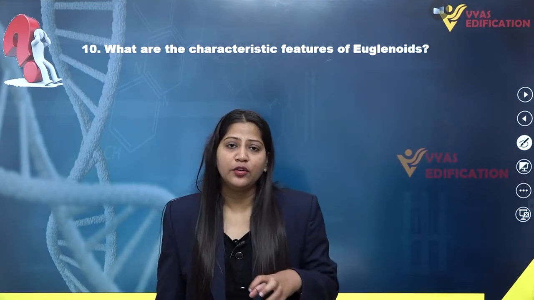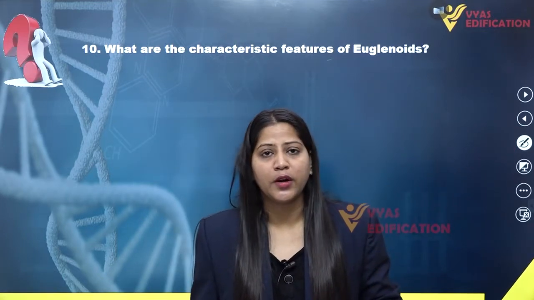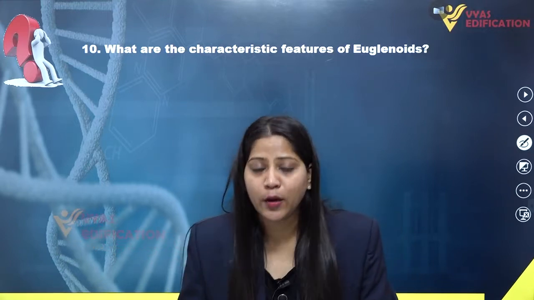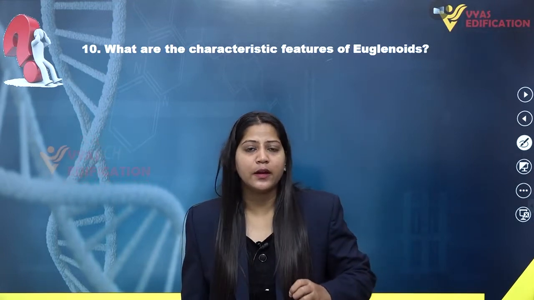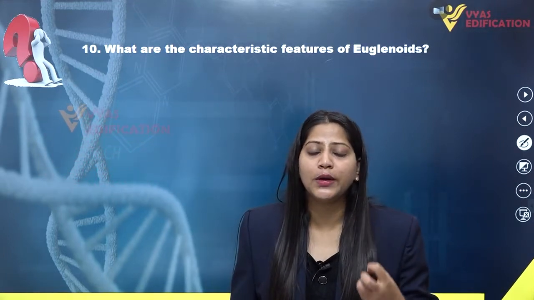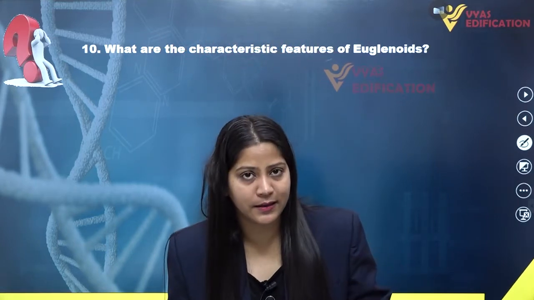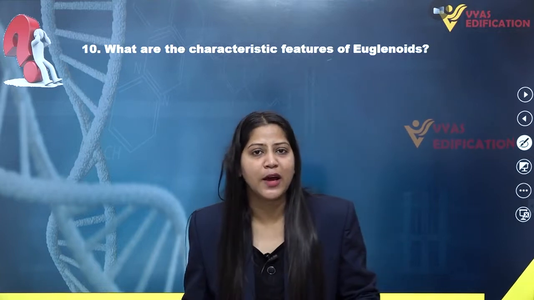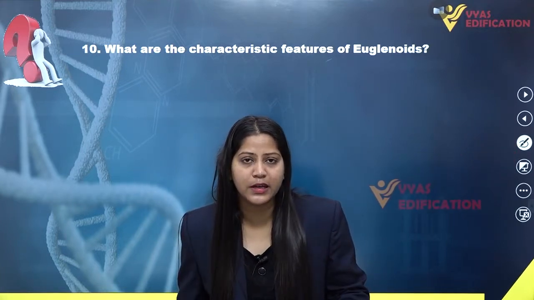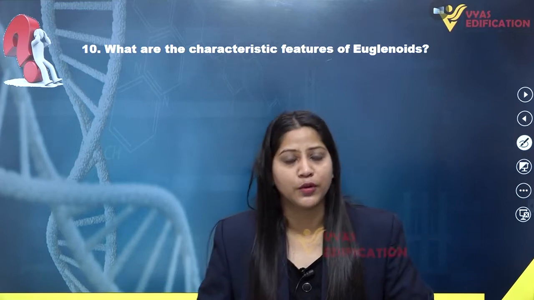First of all, we have to know what euglenoids basically are and where they are classified. Euglenoids are known as euglena, which are unicellular in nature. That means they are composed of only one cell. Euglena is a unicellular organism which is included in the kingdom Protista.